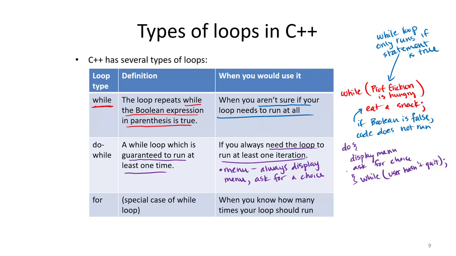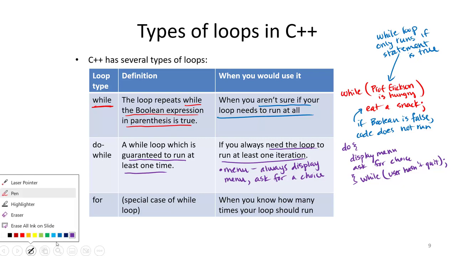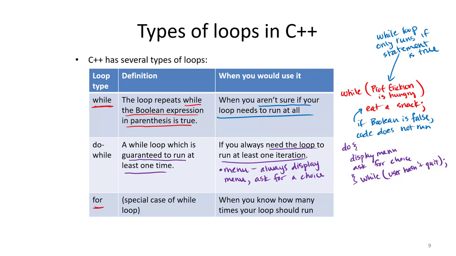The last type of loop is called the for loop, and for loops are also a very common and important type of loop. A for loop is very useful when you know exactly how many times your loop should run, because the for loop has built-in tools to help increment.